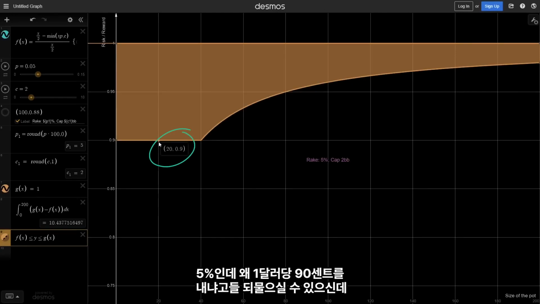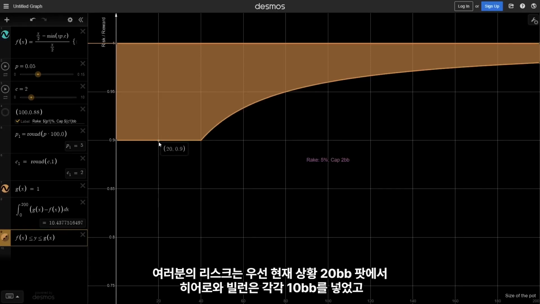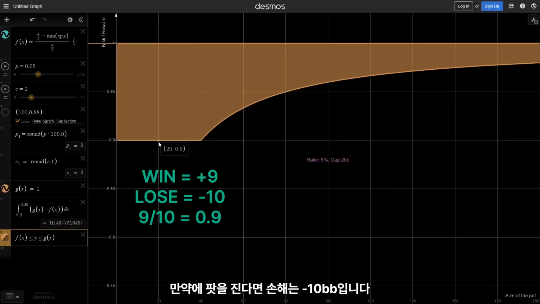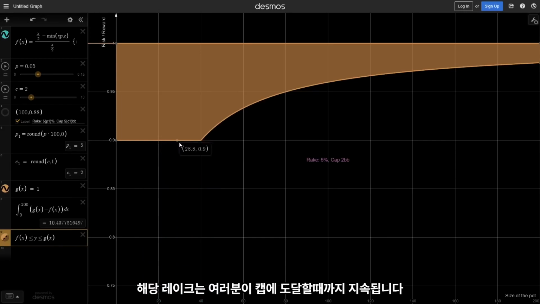Now that may be confusing. Why are you getting 90 cents on the dollar when it's only 5%? It's not 10%. Well, it's because you risk, for example, in this case, 20 big blind pot, you and your opponent each put in 10 big blinds. If you win that pot, your net gain is 9 big blinds. If you lose that pot, your net loss is 10 big blinds. And so you're getting 90 cents on the dollar. And this continues. You keep getting 90 cents on the dollar until you hit the cap.